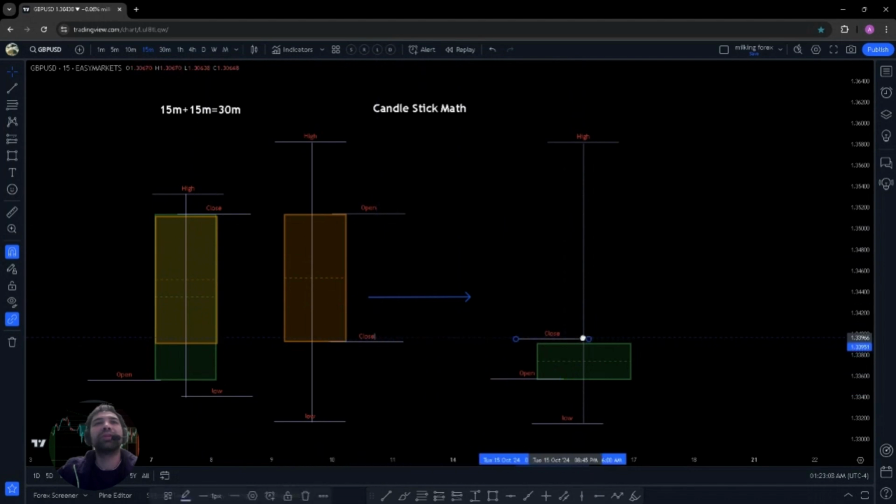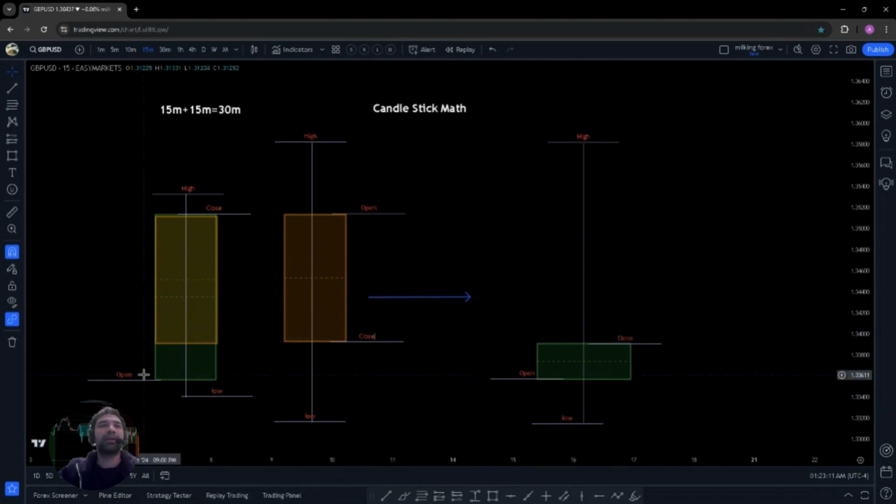So this was the open and this would be the close then. And this is the type of candle that would be forming, and this is known as a hammer candle. That name isn't important, but the most important thing is the concept.